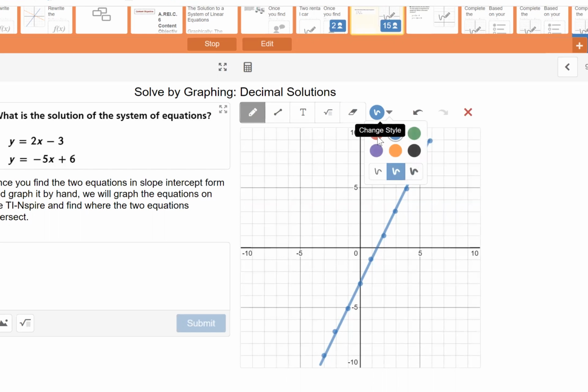You guys can even choose a different color for the second one. I'm going to begin at +6. I'm going to go down 5. 1, 2, 3, 4, 5. 1. 1, 2, 3, 4, 5. 1.